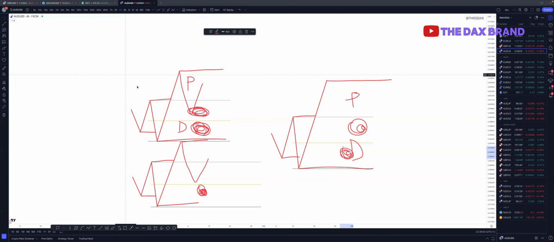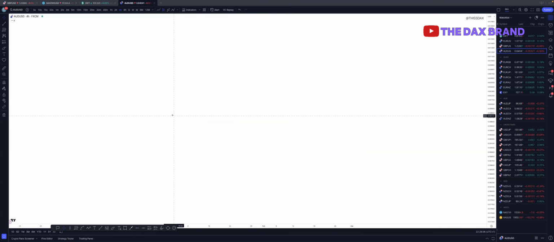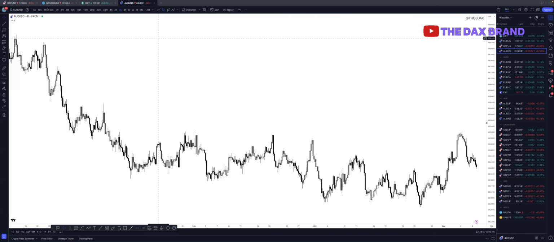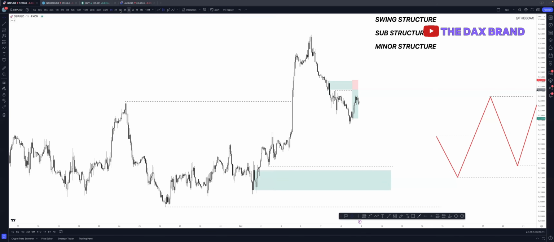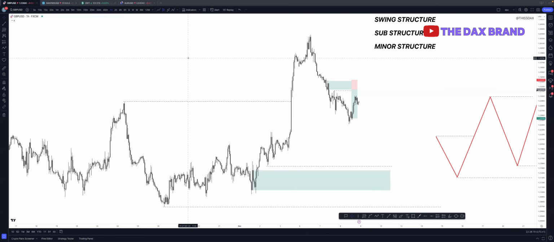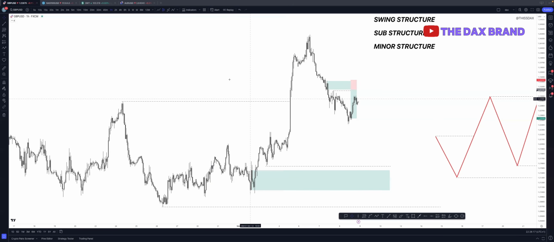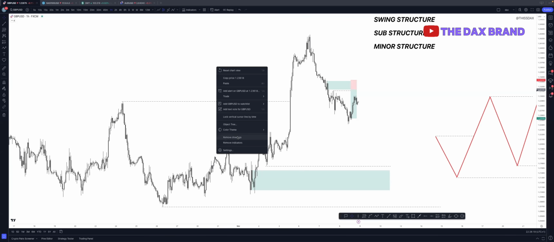Let's look for examples here. Chart example. On GBP USD, I took a trade last week, which is this full buy here. So let's look at the reason why I took that trade.